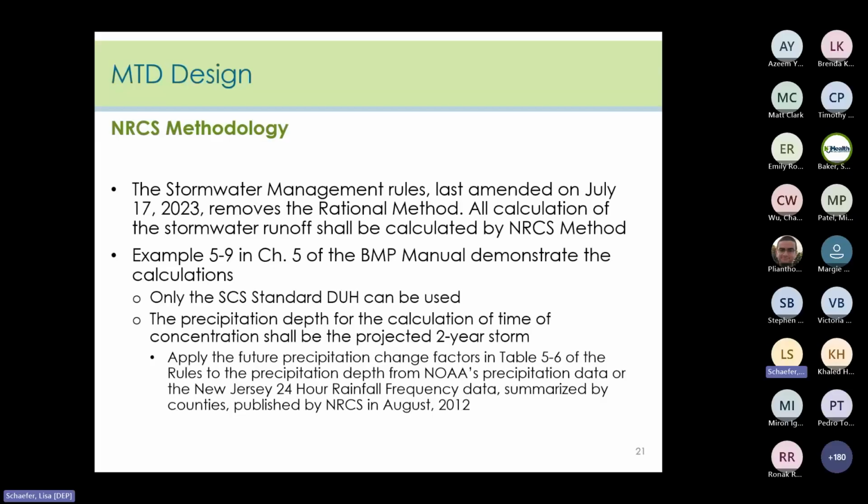So also make sure the SCS standard dimensionless unit hydrograph is used and that the precipitation depth is based on the projected 2-year design storm. Remember to apply the future precipitation change factor from table 5-6 of the rules to the 2-year NOAA precipitation data or to the county rainfall data if that's what's being used to calculate the precipitation depth for the projected 2-year storm.